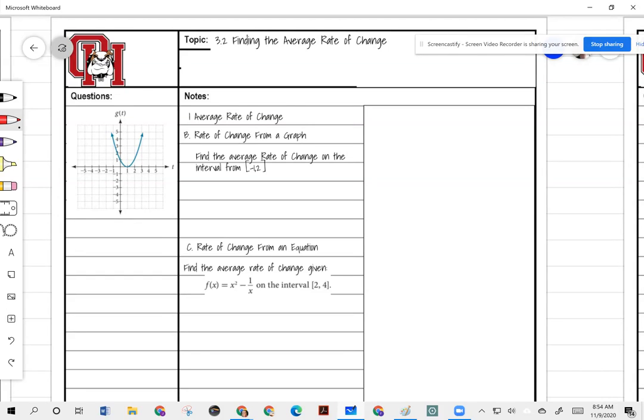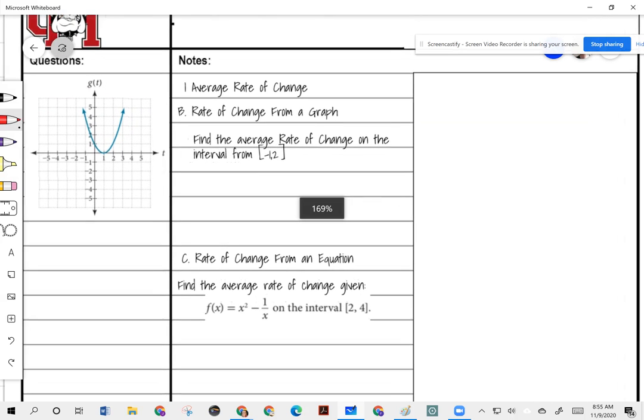All right, guys, so in this video, we're continuing with the average rate of change, but we're going to look at computing the average rate of change from a graph and then also from an equation. So let's take a look at B. It says finding the rate of change from a graph.